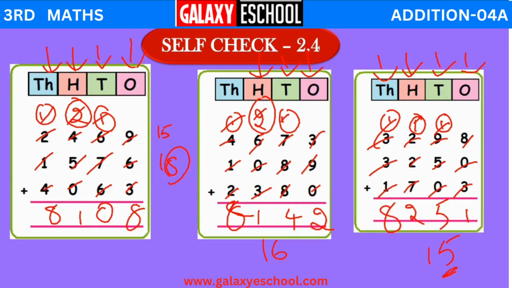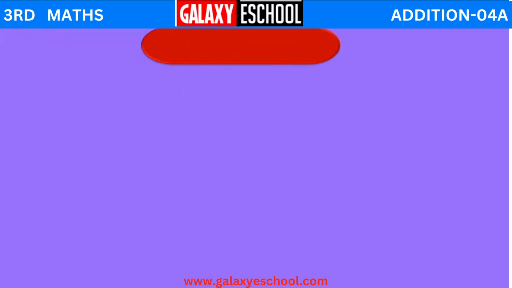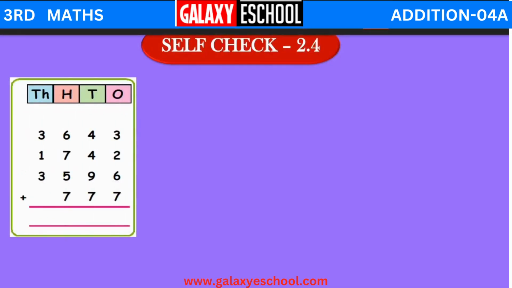Okay students? Moving on to the further questions. Again we have some additions here. The first one, starting from the ones place, 3 plus 2 becomes 5, 5 plus 6 becomes 11, 11 plus 7 becomes 18, 8 here and 1 carried.